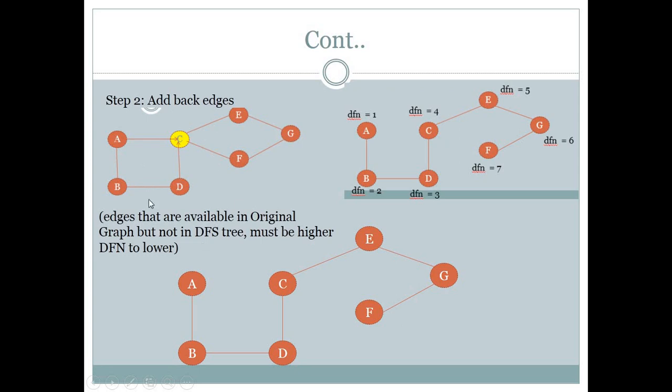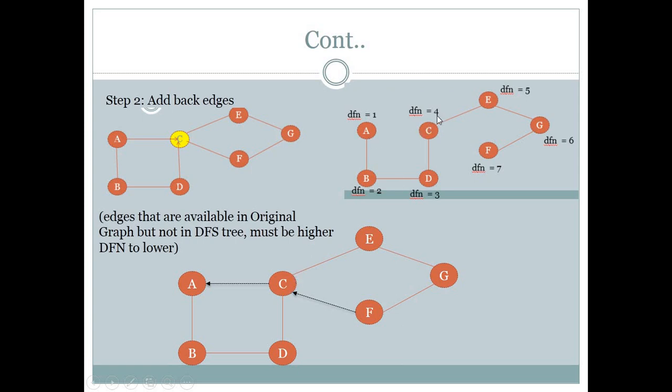So here we can observe that we have two edges that are not available in our DFS tree. First is C to A and second is F to C. So those are the back edges, and the rule says that it must go from higher DFN to lower. Here, for the edge between A and C, the higher DFN is 4 and the lower DFN is 1.